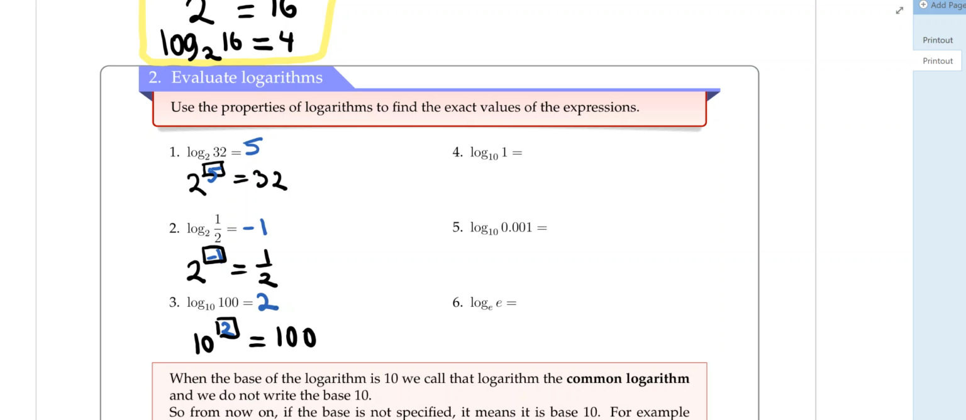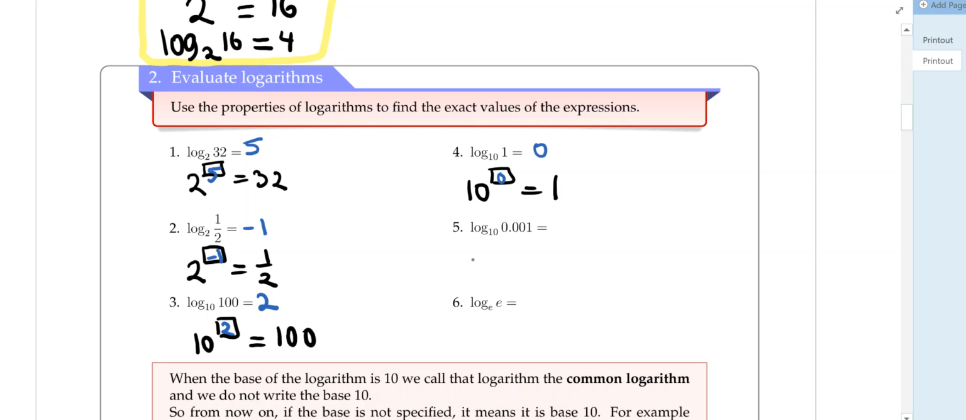So now for number 4, I have that log base 10 of 1 equals what? So the exponential form is going to be with base 10. So 10 to what power gives you 1? I know that any number to the 0 power is 1. So 10 to the 0 equals 1. So therefore log base 10 of 1 is 0.